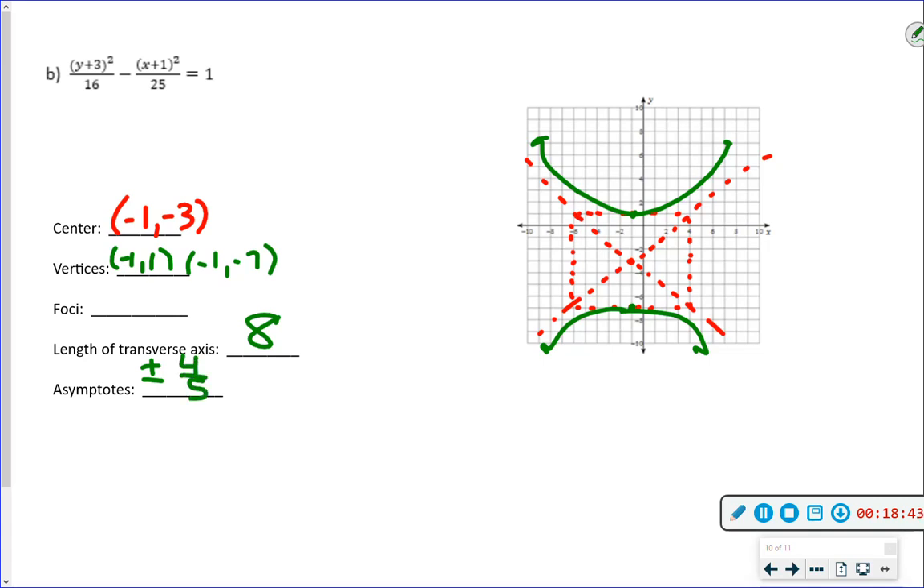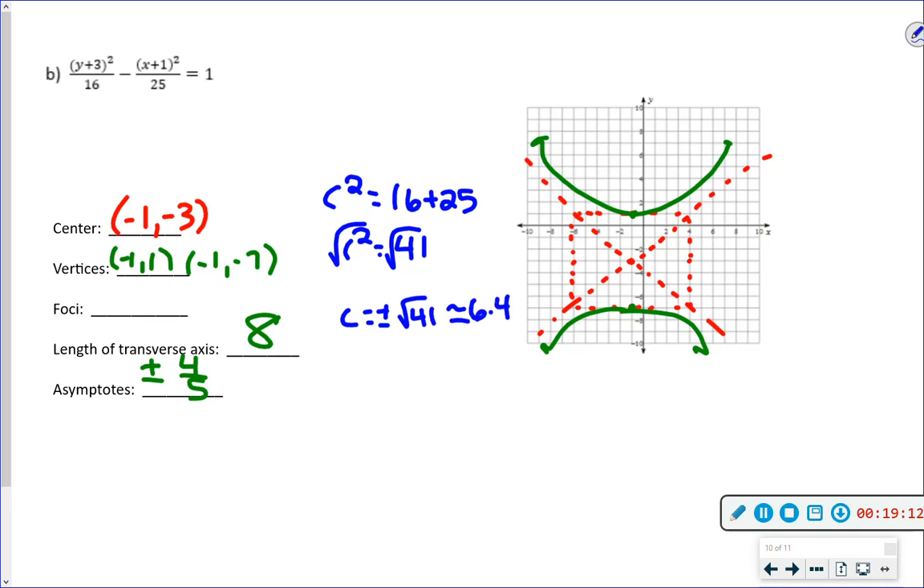And last but not least, that's our foci. C squared. Minus in the equation means we add them. Oh man, 16 plus 25, 41. Of course that's not going to root out nice. Why would it? And I did punch that in my calculator earlier. That's not a super common one. That, of course, is about 6.4. So from your center, I'm going to put those inside my green hyperbola, up 6.4, down 6.4. Close enough?